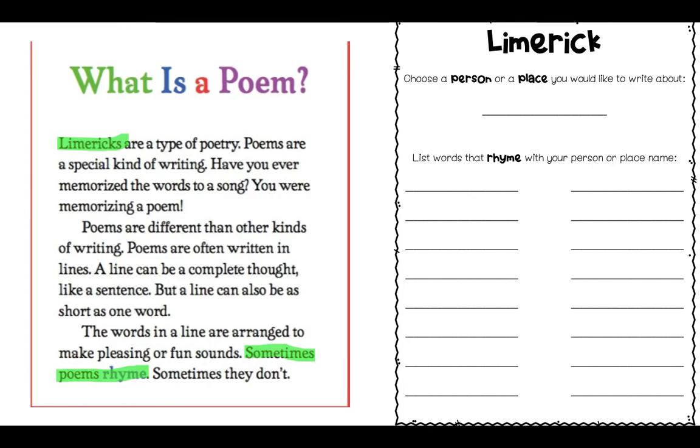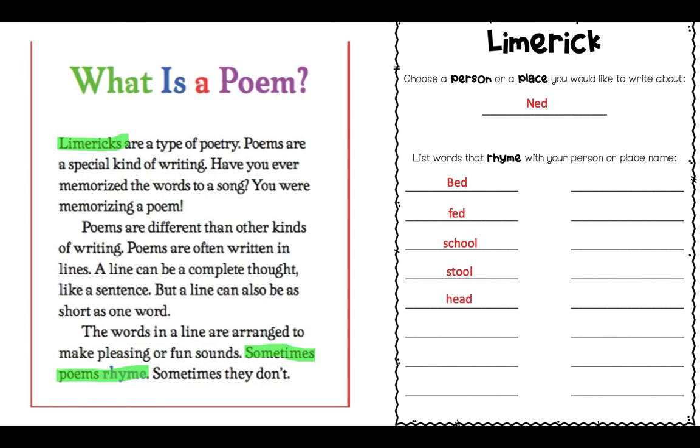Okay, so this is a page you will be using, and I'm going to show you how to fill it in. So we're going to begin with choosing a person or a place you would like to write about. I chose a person, and his name is Ned. Now I'm going to list words that rhyme with the person or place name. So Ned rhymes with bed, fed, and head. And school, what rhymes with school? Stool.